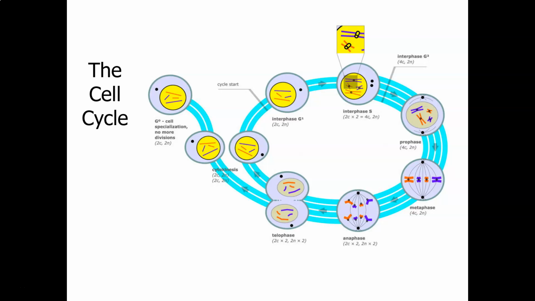And this is an illustration of the cell cycle. It says cell cycle start, so we'll start right here. This is interphase. What you have to remember is during all of these interphase stages of the cell cycle, they're showing you the chromosomes, but the chromosomes are not condensed. They don't actually condense to where you can see them until prophase.